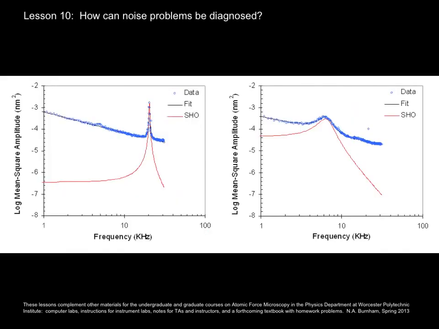You might be curious to see some data of a cantilever now. This cantilever is hanging in the air on the left and immersed in water on the right. We still have frequency on the x-axis, this time just 1 to 100 kilohertz, so a smaller frequency range. And on the y-axis we have log of mean squared amplitude, as opposed to log of mean square voltage. So we were able to convert from voltage to nanometers using a calibration technique.